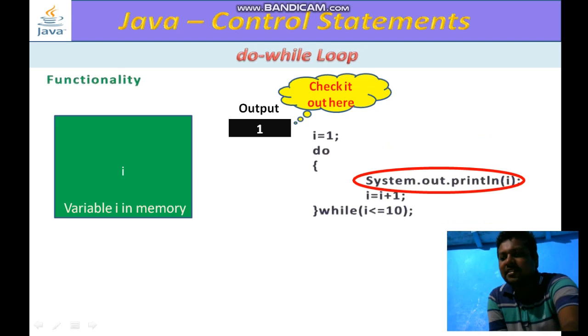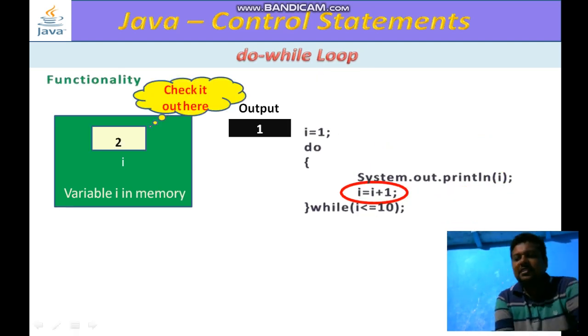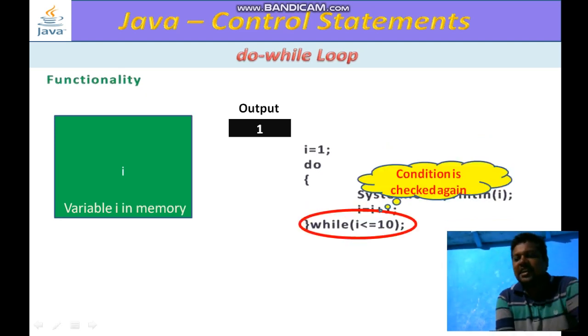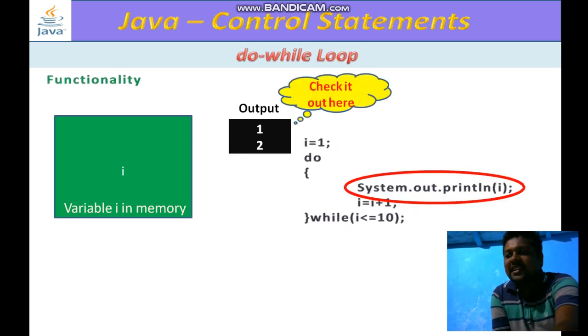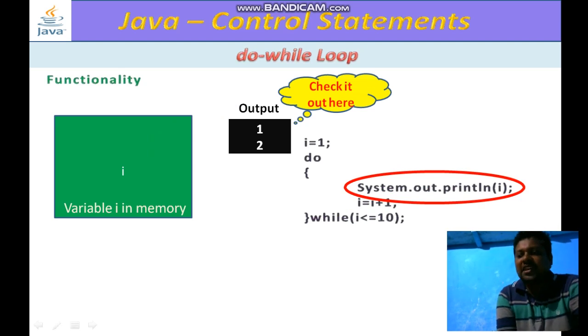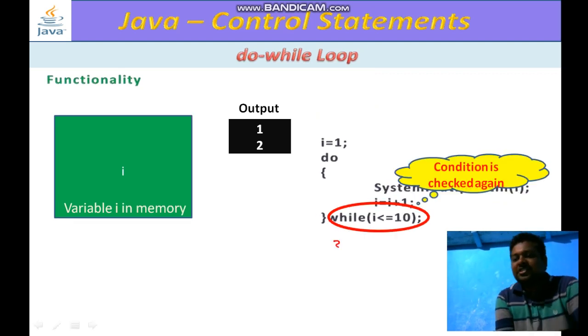We are printing the value 1. Next the value of I will be incremented, so now I is equal to 2. Next we check the condition: 2 is less than or equal to 10. Yes, the condition is true, so we execute the loop once again. The print statement prints 2, and next the I value is incremented to 3, and the condition is checked.